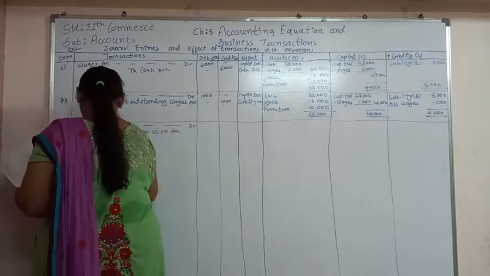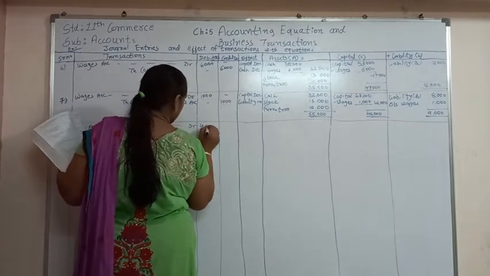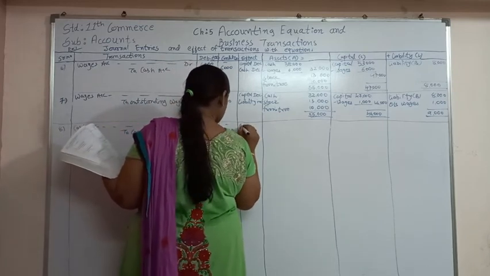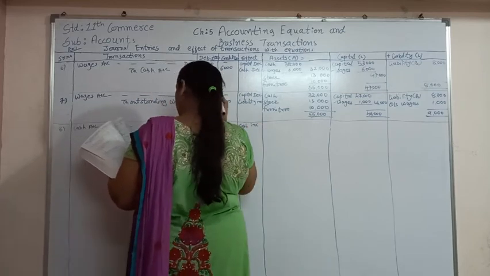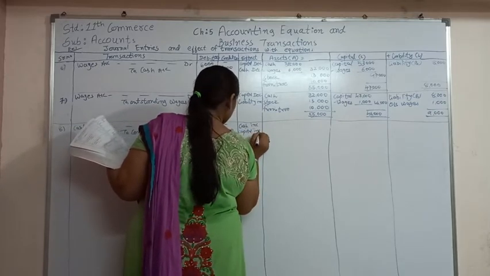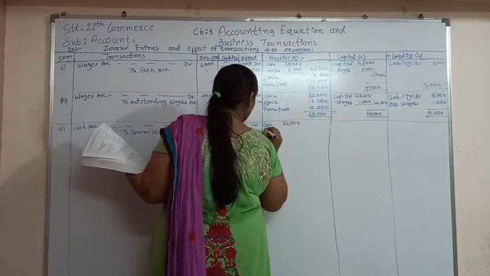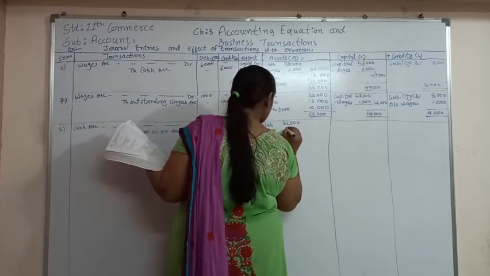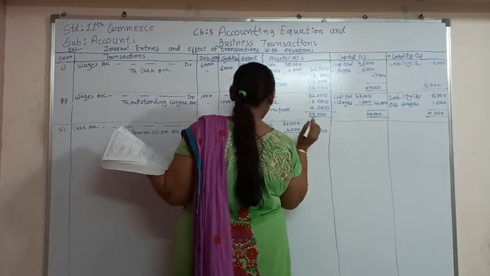Cash account debit to commission account, and that will be 4,000 and 4,000. So here cash is going to be increased as well as capital is going to be increased. Cash account is of rupees 32,000, plus in the cash we are going to add the commission of rupees 4,000. So total of cash account will be 36,000.